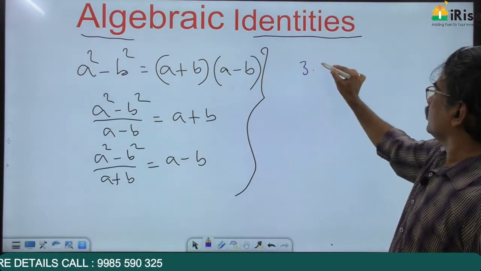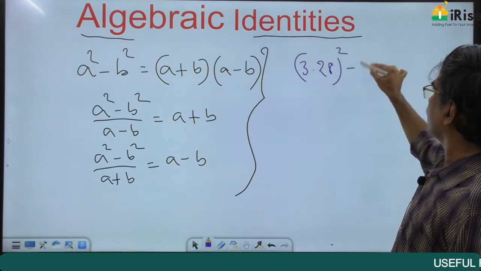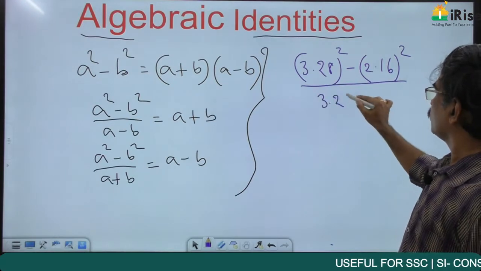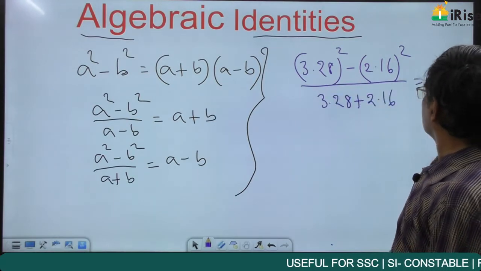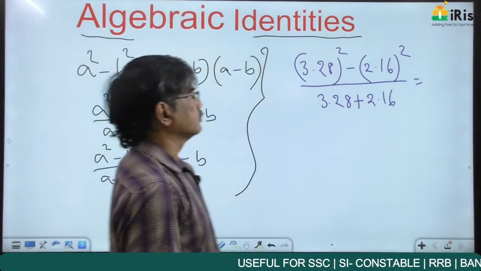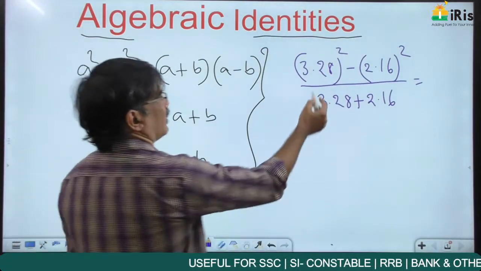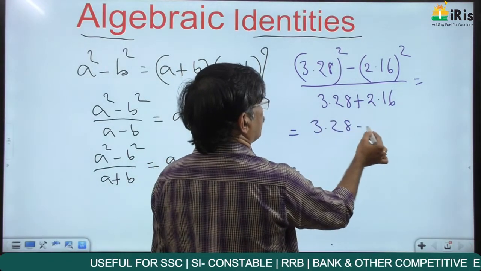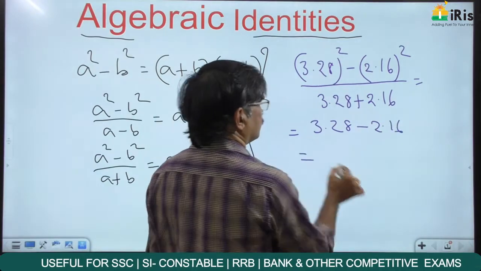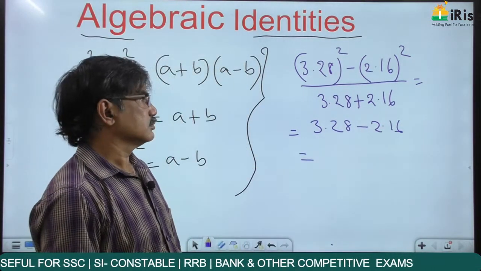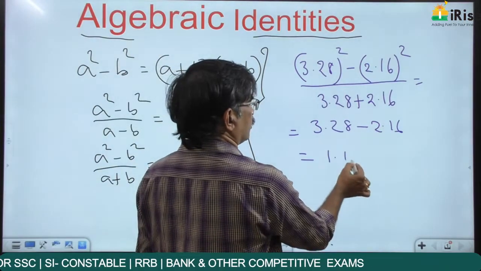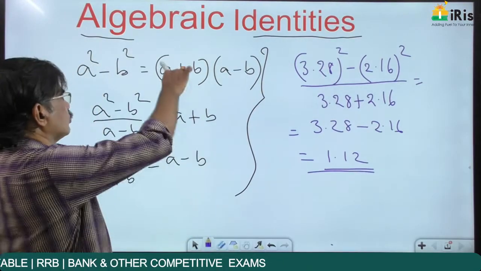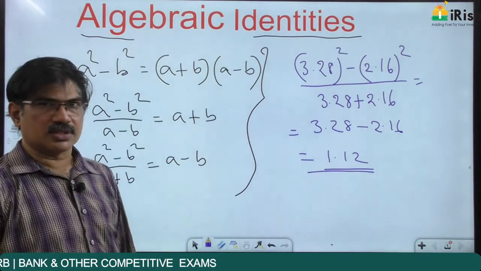For example, 3.28 whole square minus 2.16 whole square by 3.28 plus 2.16 is equal to how much? This is in the form of a square minus b square by a plus b. So the answer is a minus b, 3.28 minus 2.16. So this is nothing but 1.12. So some questions will be based on these concepts.